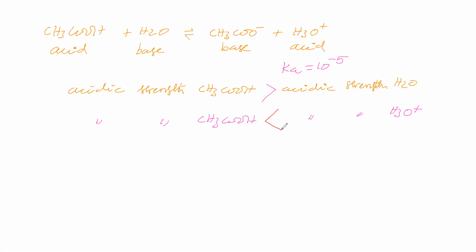Why do we say this? Because this equilibrium does not lie almost right. Therefore, this acidic strength is low when compared to this acidic strength. The acidic strength of CH3COOH is less than that of H3O+. If it is so, then the acid is called a weak acid.